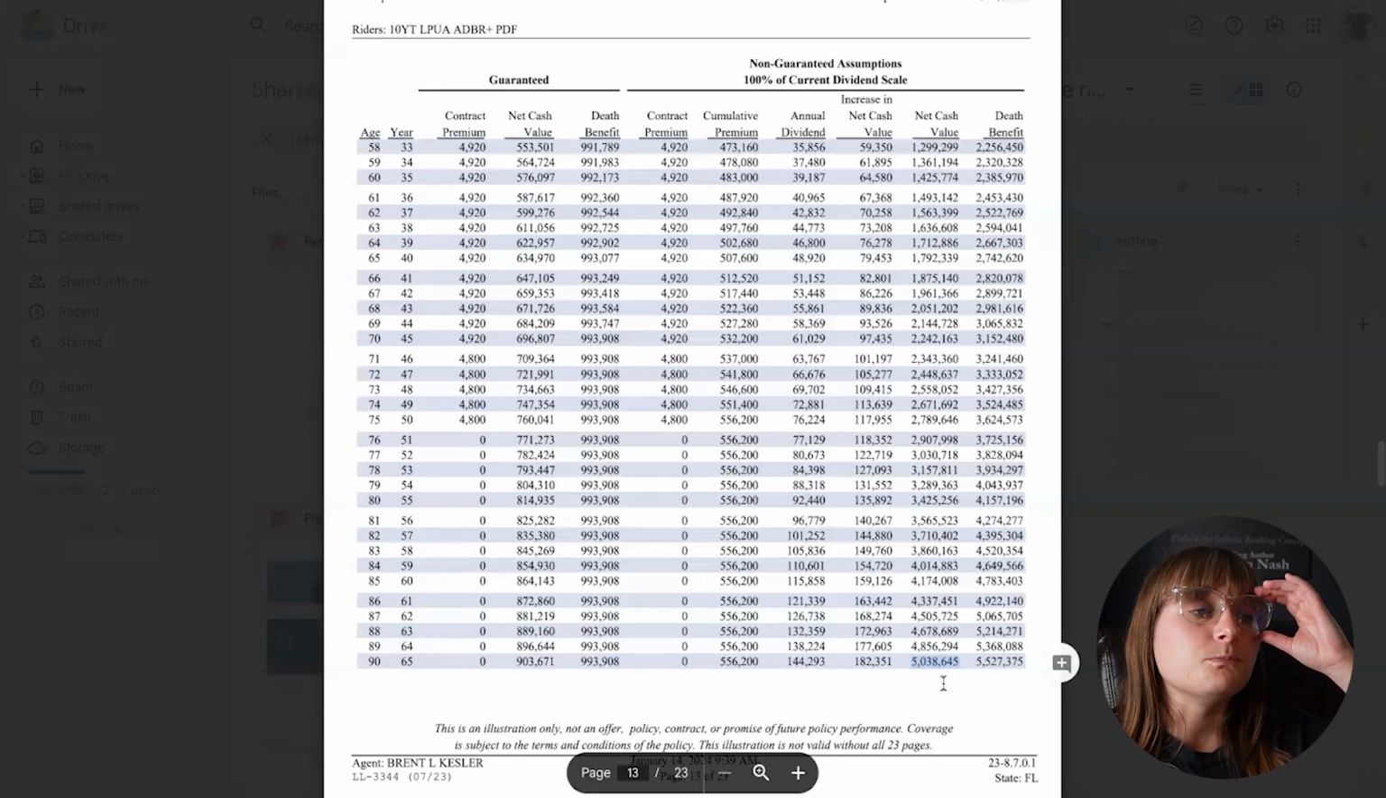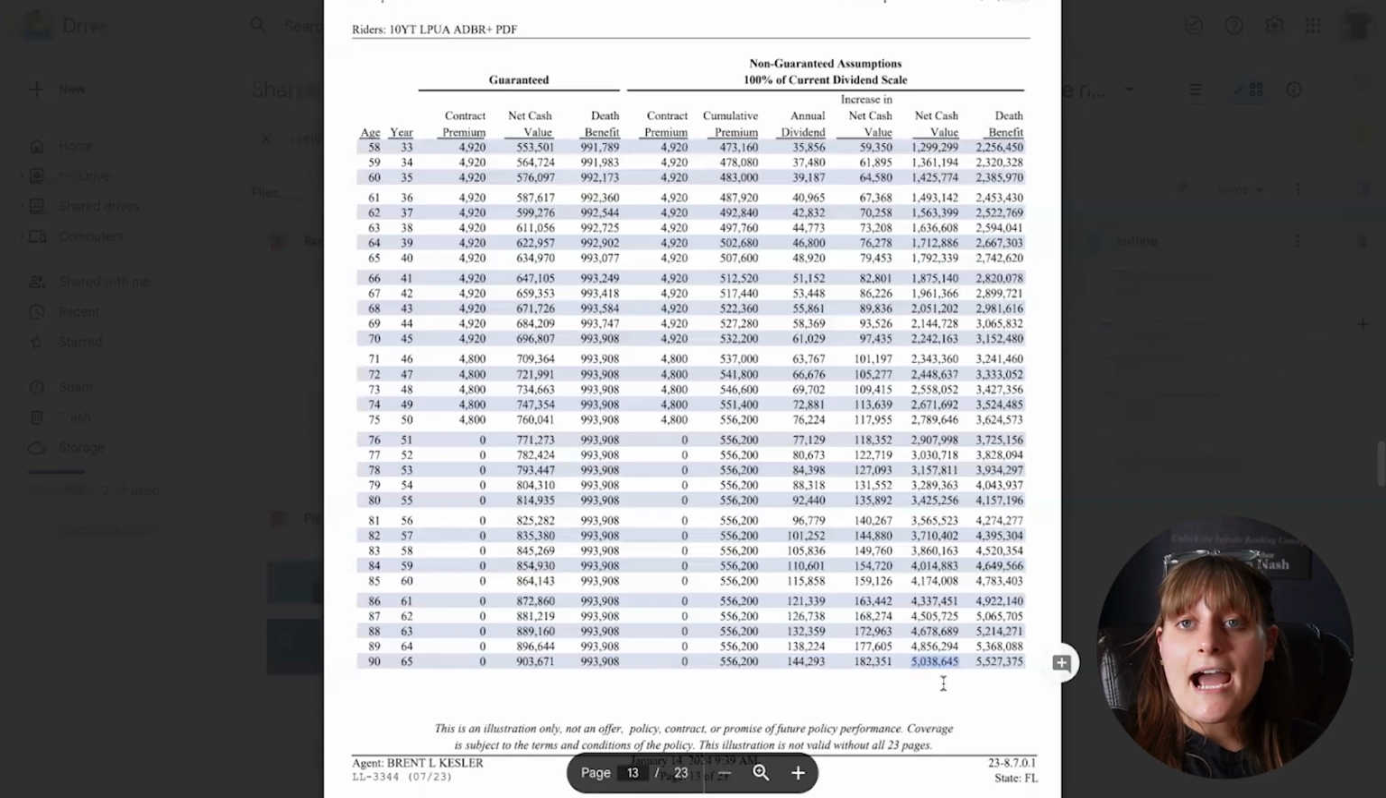Actually, let me tell you this too. If my mom and dad both pass away at the age of 65, myself and my two brothers are going to receive $32 million in death benefit. Just in death benefit alone. What am I going to do with those $32 million? I don't even need that much money, honestly.